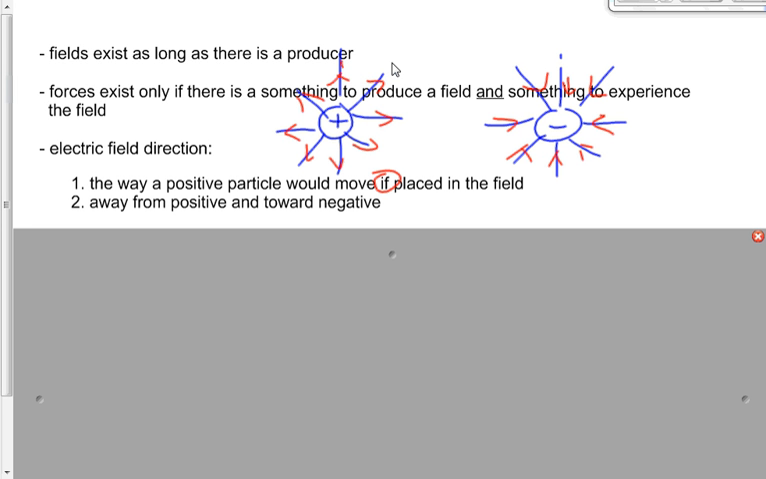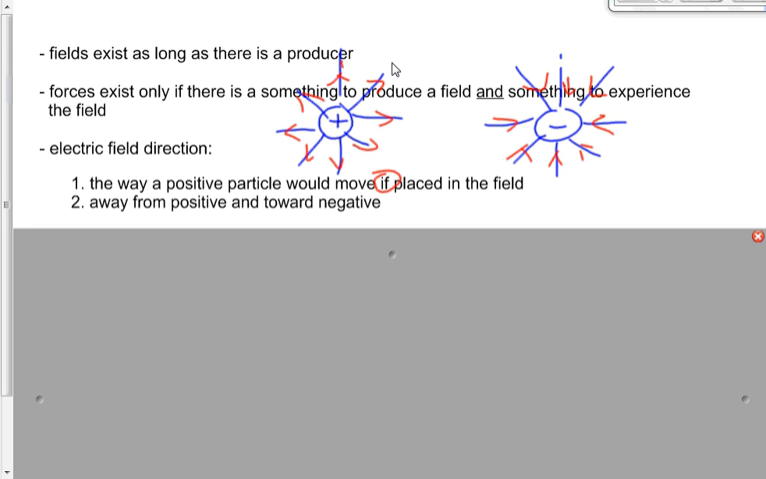Yeah. The field is still there even if the particle's not. Good. The field, yeah, go ahead. Nothing to influence it. Okay. In the end here, the field was caused by the producer. The producer is what affects the direction. If you take away the charge, the direction is still the same. The field's still there. There's no force, but there's still a field in the same direction.